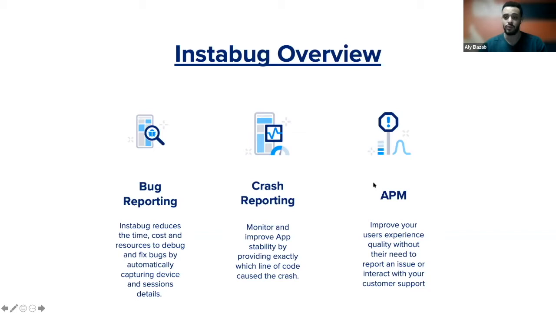And lastly, our APM tool. APM stands for Application Performance Monitoring. We automatically capture data and insights about your application performance with different metrics, so that allows our customers to see how well their application is performing for different devices, different operating systems, and so on. With that being said, we can move to the next slide.